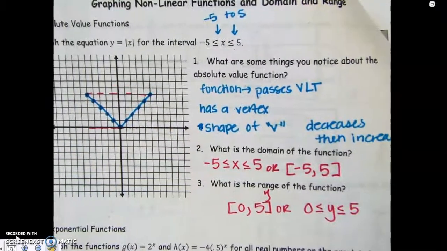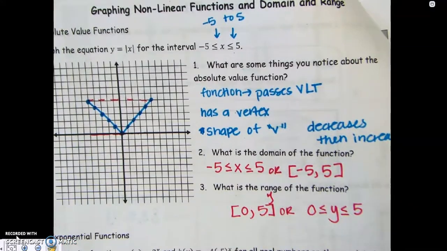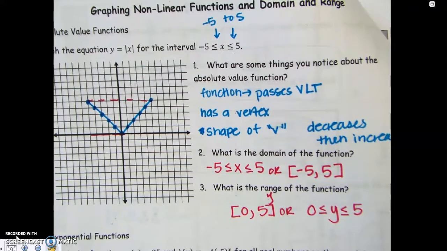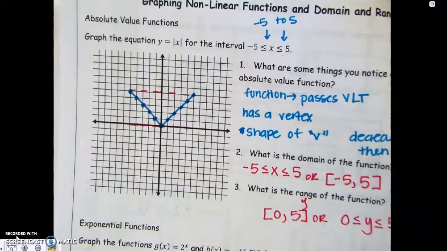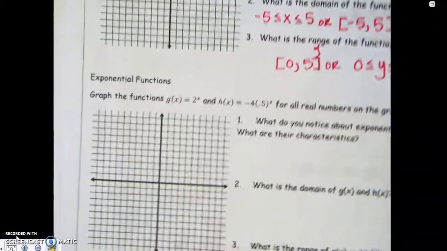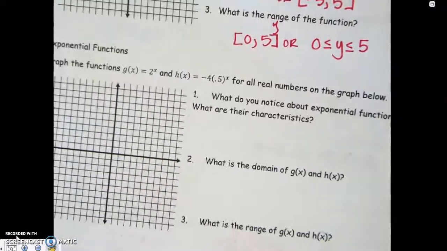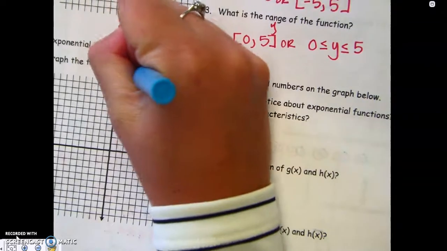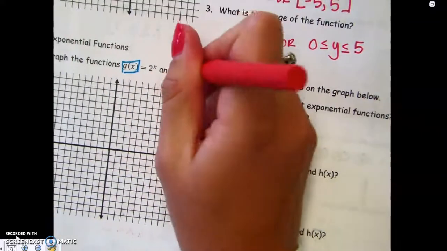And so that is the range of that function only over the restricted domain, which just gives us a specific place it wants us to graph. Okay, now that was an absolute value function, though there are some varying types of absolute value functions. Let's look at exponential functions. We're going to graph two. I'm going to graph g of x in blue and h of x in red.